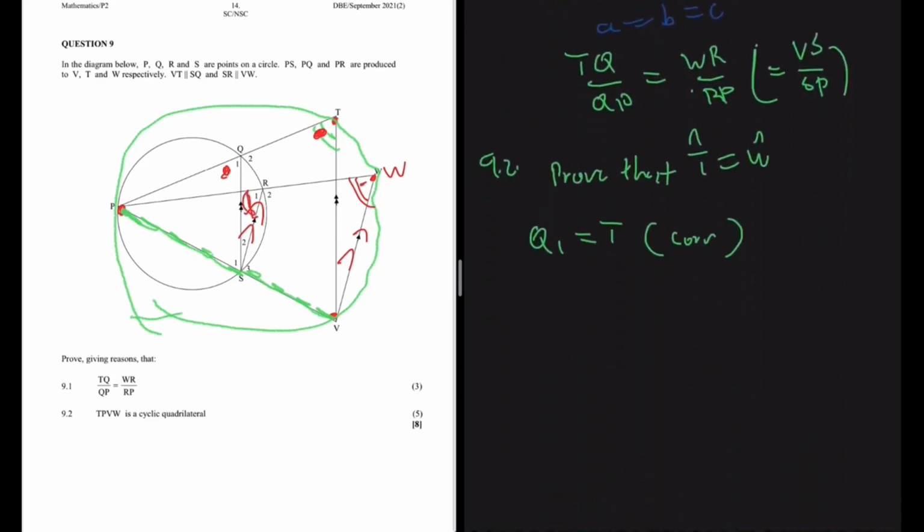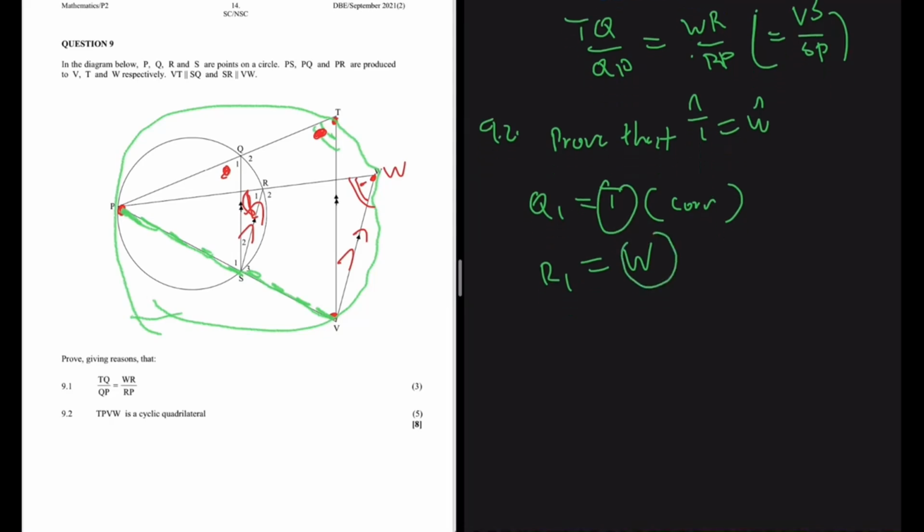So let's write that down. We say R1 is equal to W, but we need T to be equal to W. So we have to find a way to relate Q1 and R1. If we can prove that Q1 and R1 are equal to each other, then T is equal to W. So how can Q1 be equal to R1? Let's look at our diagram. We have Q1 here, and it must be equal to R1.